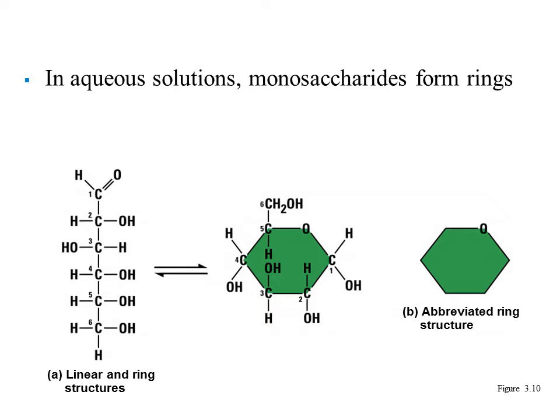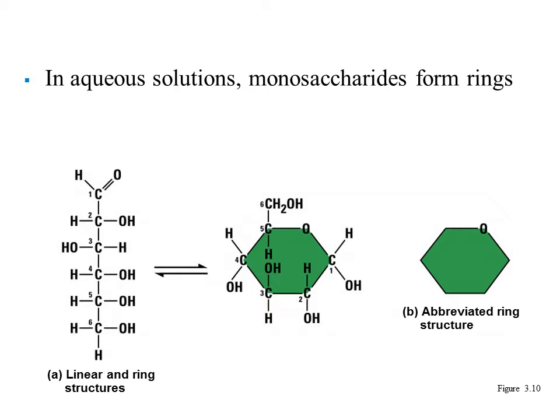In an aqueous solution, a monosaccharide will form a ring. In the first image, the linear structure of glucose, we have labeled all of the carbons, carbon 1 through 6. To the right of that yield sign, we have a ringed form structure of glucose. Again, in an aqueous solution, the monosaccharides will form rings. Be able to distinguish glucose or monosaccharides in their ring form.